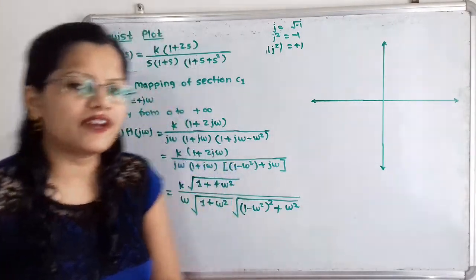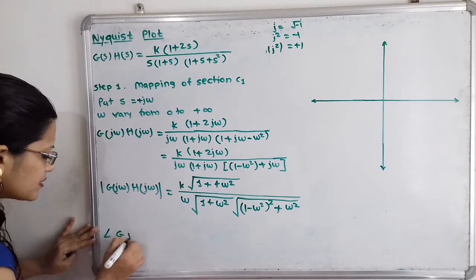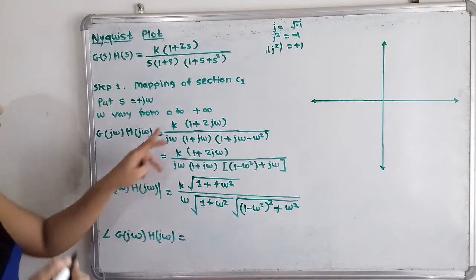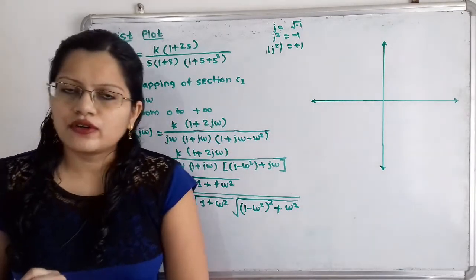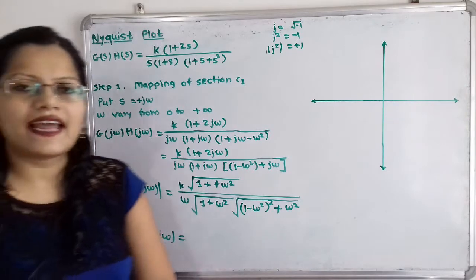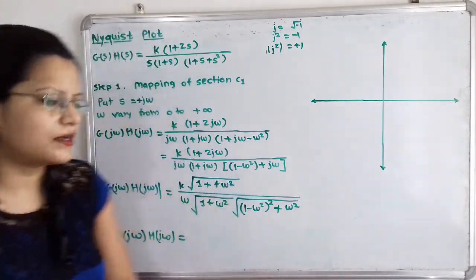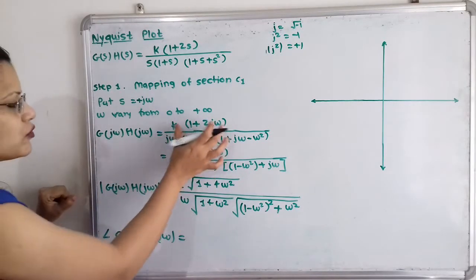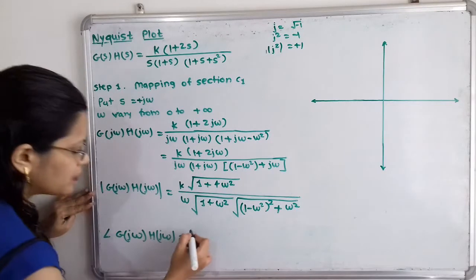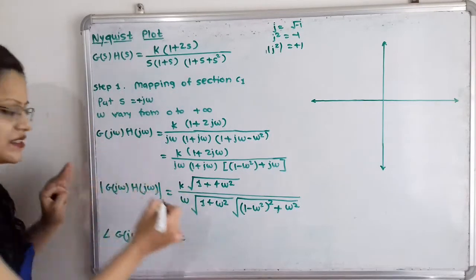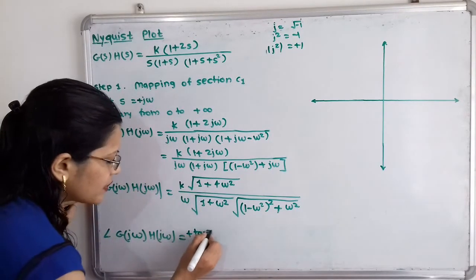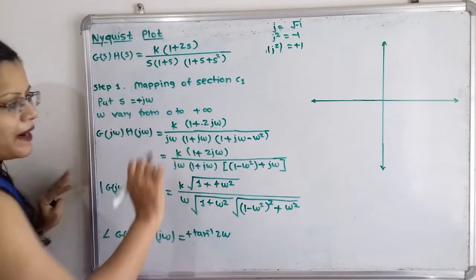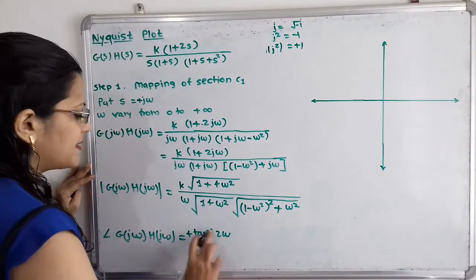Now we will move to the phase angle. I will write the angle of G(j omega) H(j omega), which is equal to. Now how to write the angle? We know that to write the angle we have to take tan inverse of the imaginary part by the real part. Since this term is in the numerator, I take the plus sign, that is plus tan inverse of the imaginary part. The imaginary part is 2 omega and the real part is 1, so no need to write divided by 1.